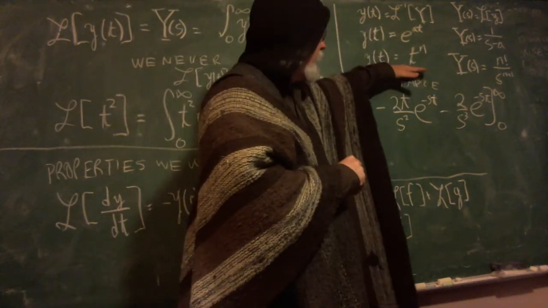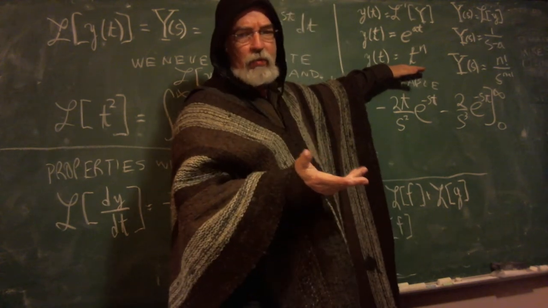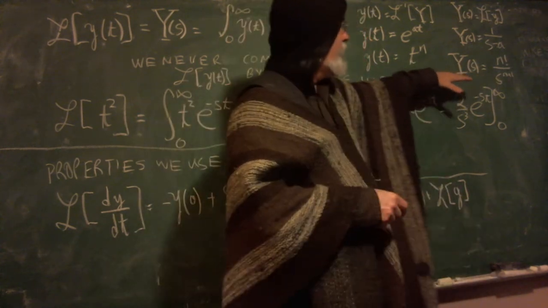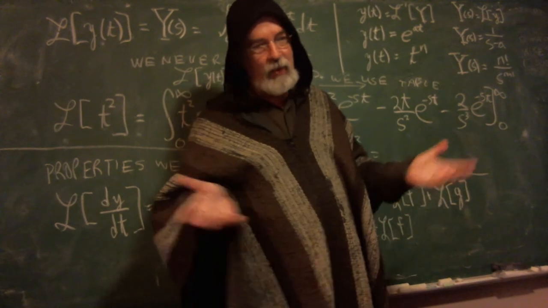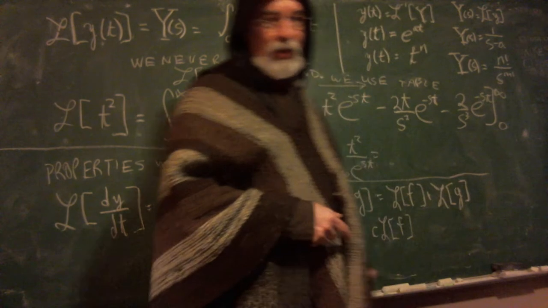Anyway, so let's try this one. The Laplace transform of t to the n. So that'd be t to the second or t to the 1/2 if you had a square root. The Laplace transform of t to the n is n factorial. Now you don't have a factorial for 1/2, so let's do just integers. N factorial over s to the n plus 1.